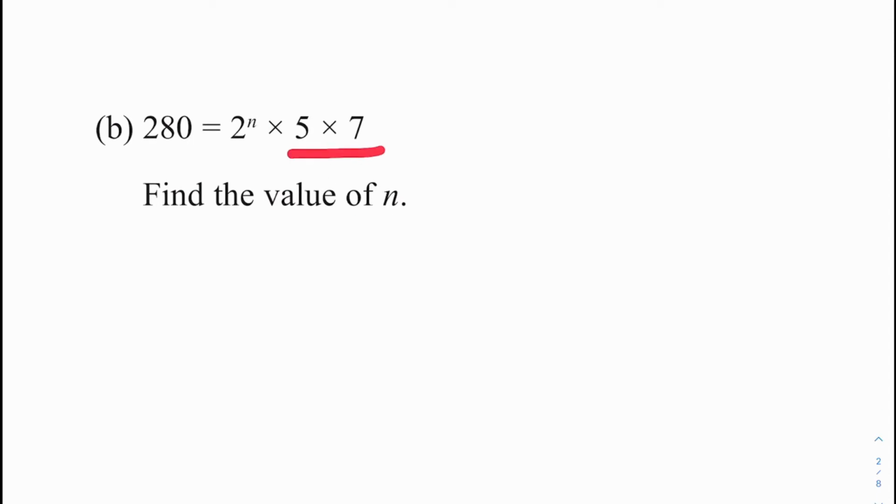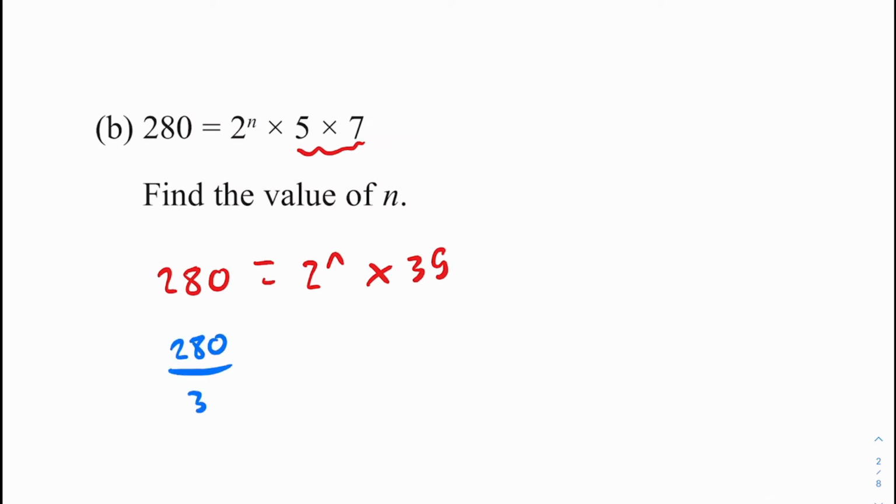So we've got two regular numbers without any powers associated, and they are equal to a third regular number, and there's 1 2 to the power of n. So what we're going to do is solve this first of all. So we've got 280 is equal to 2 to the power of n multiplied by 35. We're then going to divide both sides by 35, so we get 280 divided by 35 is equal to 2 to the power of n.